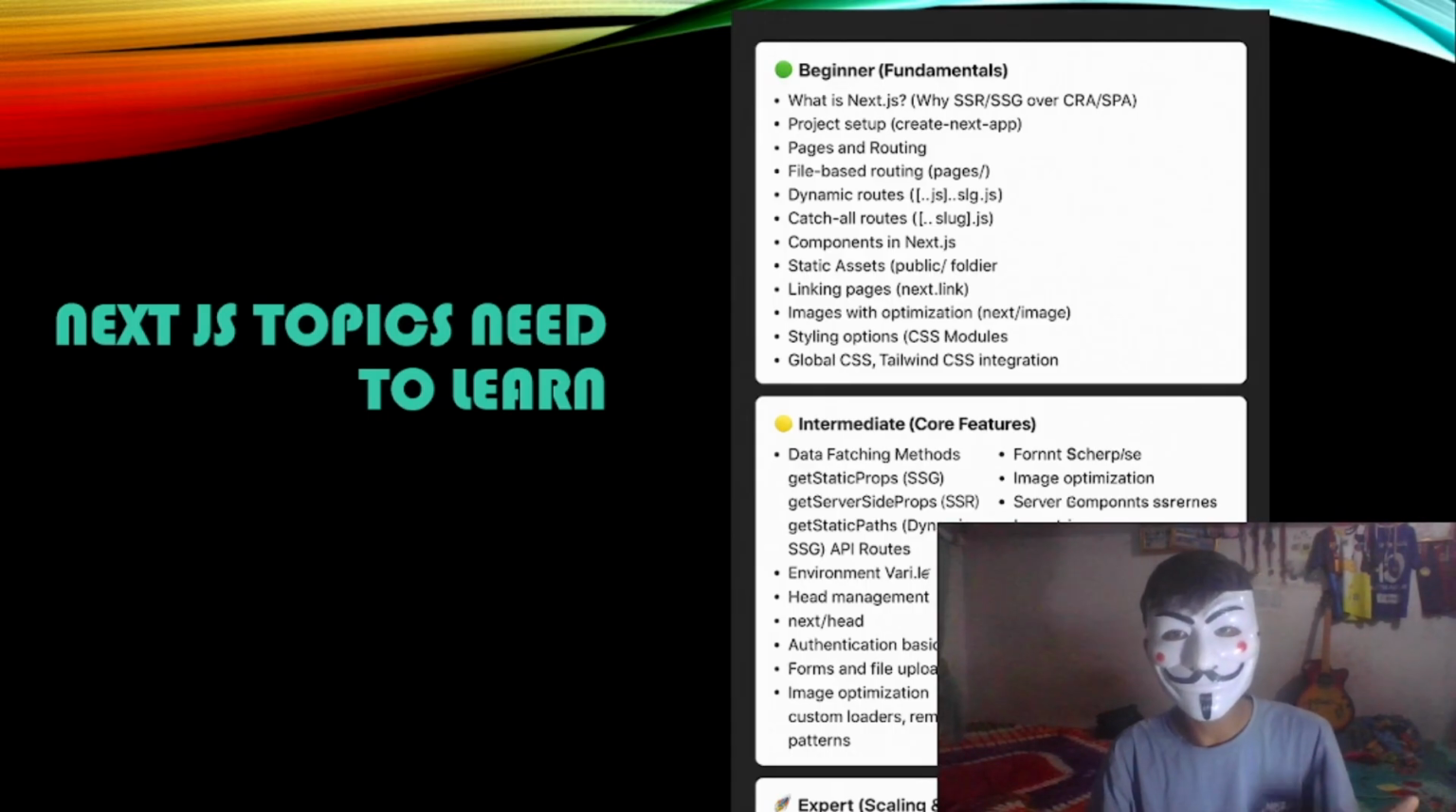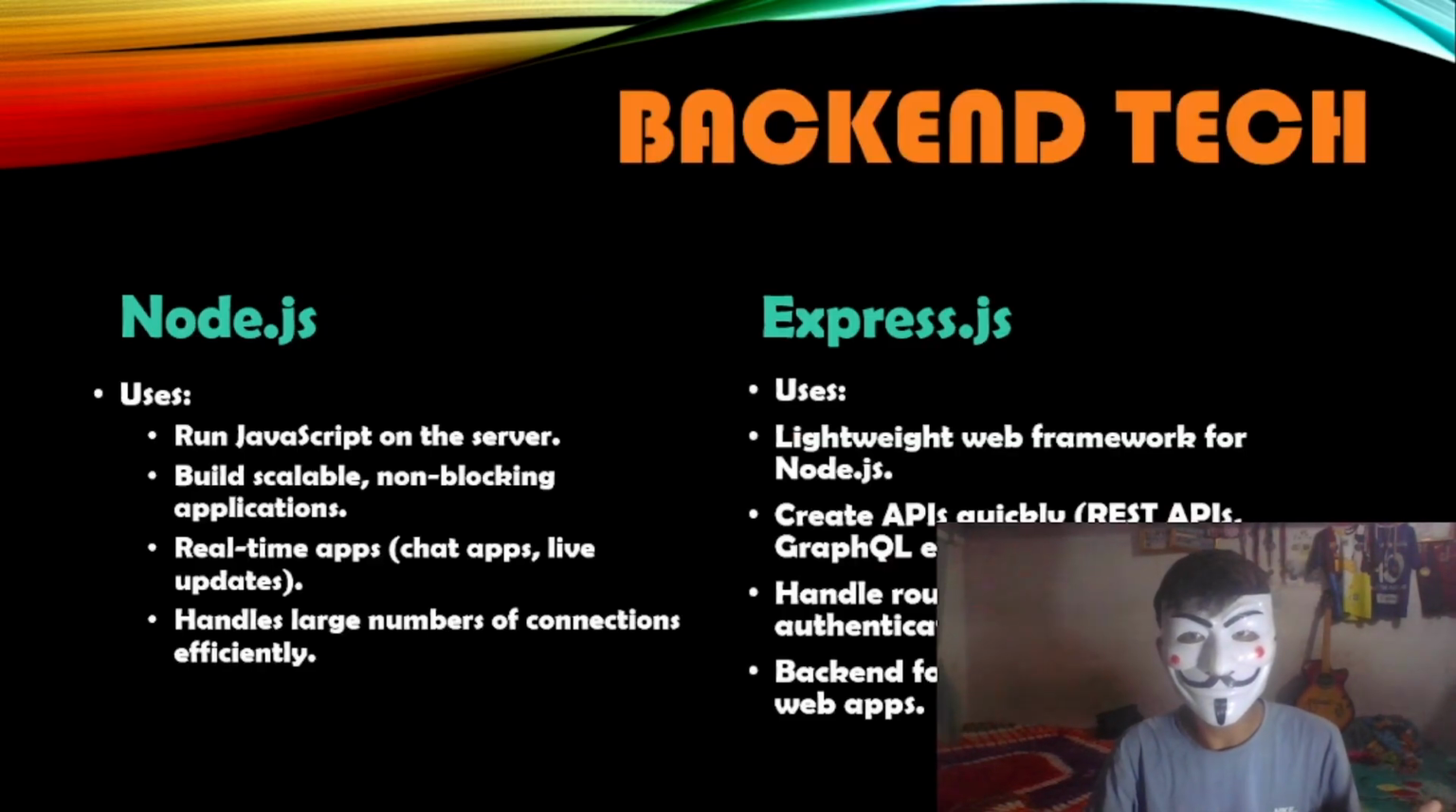And let's come to backend development. In backend we have Node.js and Express. Node.js is kind of JavaScript, but it runs on the server. Its features: it is scalable, a non-blocking application, and good for real-time apps like chat apps and live updates. It can create and handle a large number of connections efficiently. That's Node.js. And we have a JavaScript framework, which is Express.js.